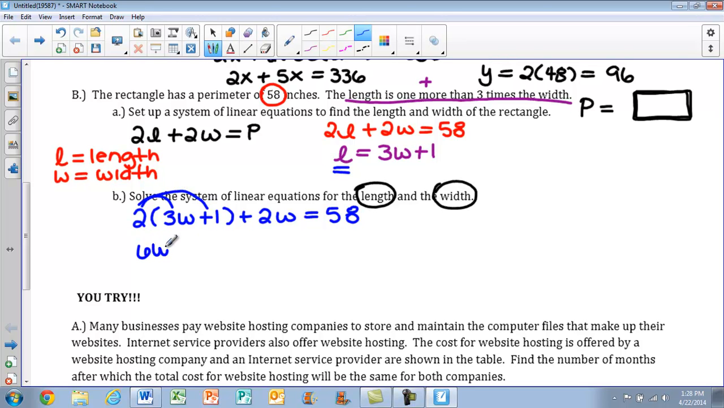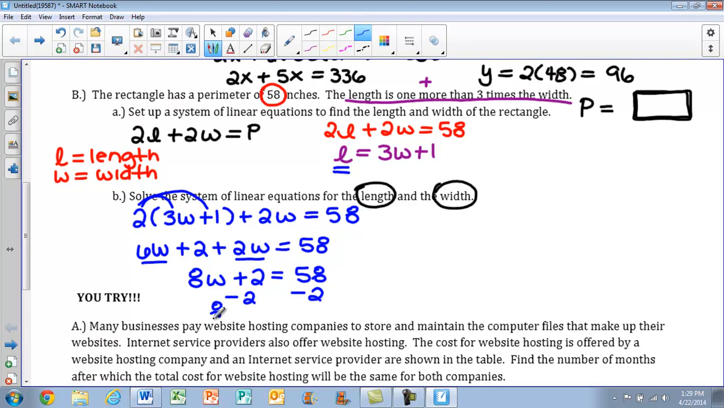So I have 6W plus 2 plus 2W equals 58. Combine like terms, I have that 6W and 2W, so 8W plus 2 equals 58. Subtract 2 from both sides, and I have 8W equals 56. Again, I'm going to move my work back up to the top, so I have 8W equals 56. Now I want to get that W by itself, so we know we need to divide both sides by 8. So I get that W is equal to 7.